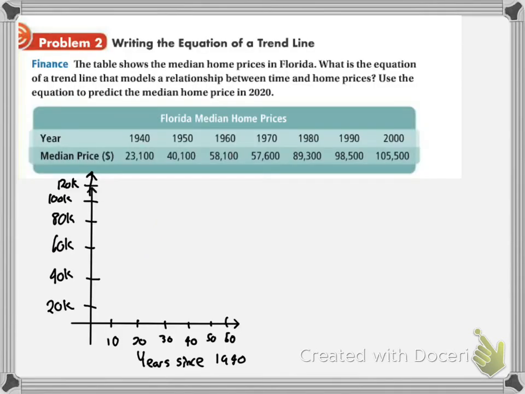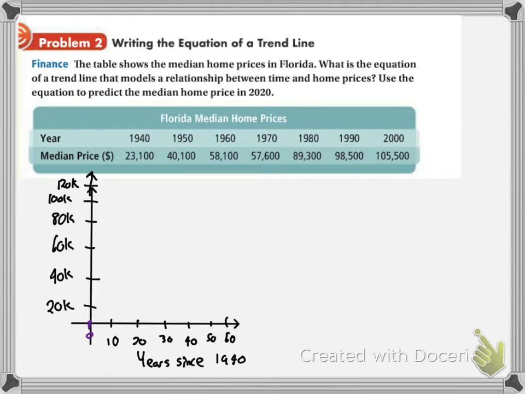In this question, we're looking at Florida's average home prices since 1940, and we're going to make a trend line and then use the equation for the trend line to make predictions about the future. So here we see starting in 1940, the home price is around $23,000, and we see it every 10 years going up. How we're going to plot this is instead of saying 1940 on the x-axis, we're going to look at 1940 as our starting point, or at 0.